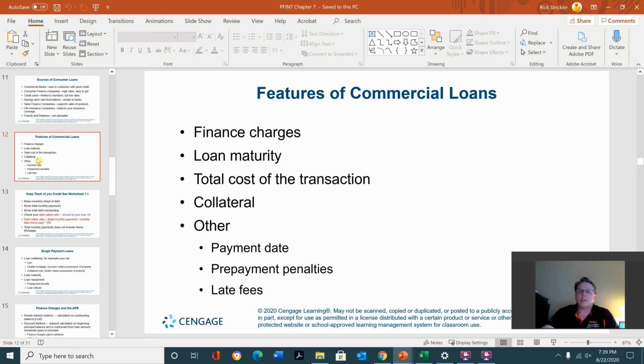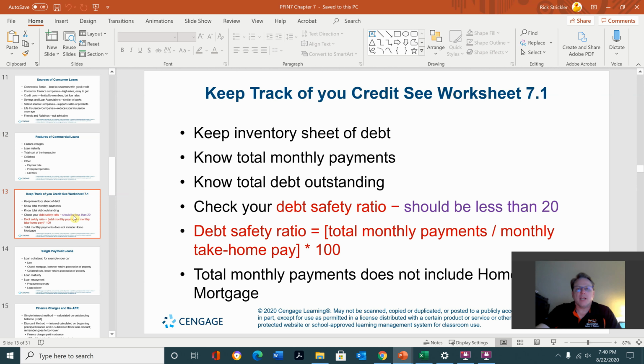Features of commercial loans: finance charges, loan maturity, total cost of transaction, collateral, others, payment date, prepayment penalties, and late fees. Keep track of your credits. See worksheet 7.1, which is in your book. Keep an inventory sheet of your debt: total monthly payments and total debt outstanding. Check your debt safety ratio. It should be less than 20.